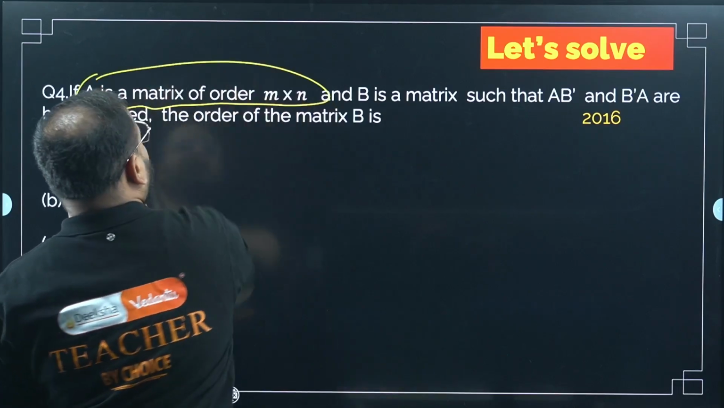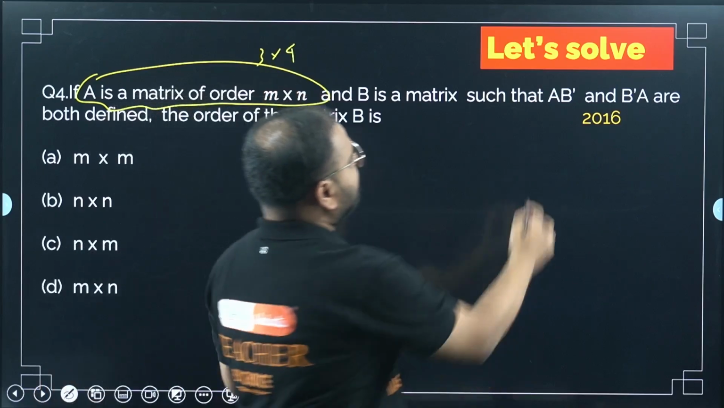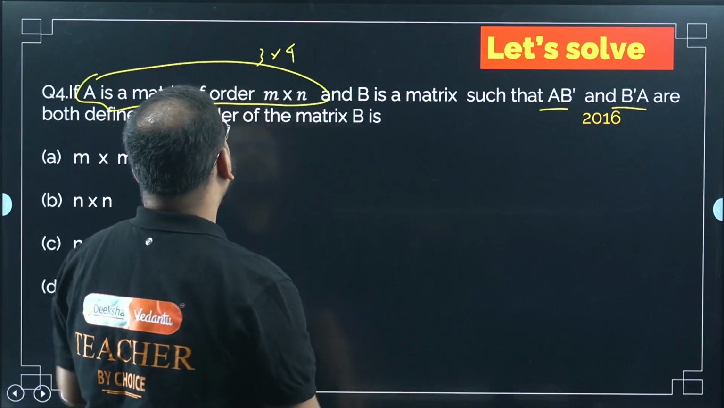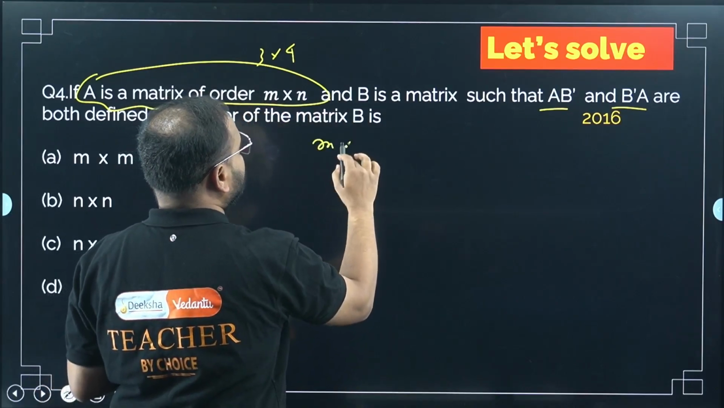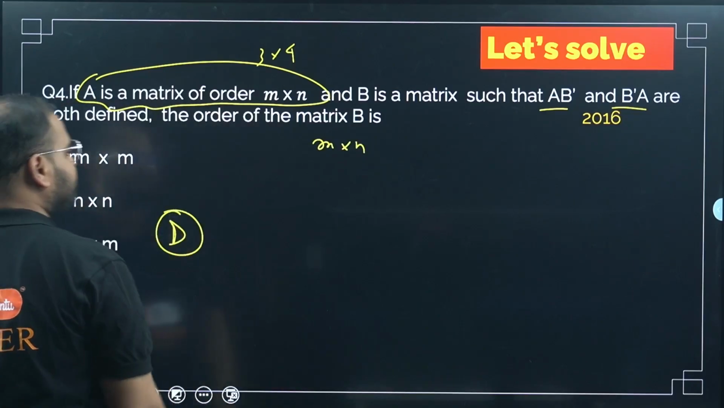A is a matrix of order M cross N. It was given as 3 cross 4, please remember that. The condition was A, B dash and B dash A. Whatever it is, if you take that out, you will get the answer as again M cross N only. Please check this out. The answer is M cross N.